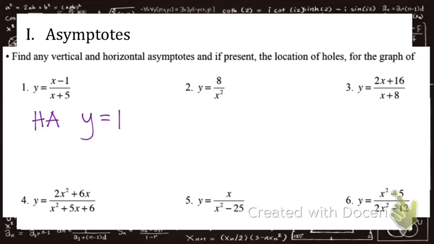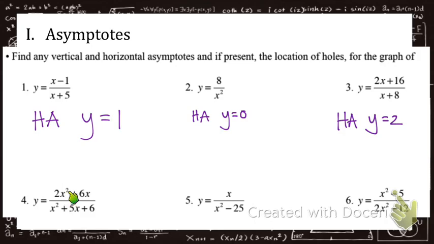I'm going to go through really quick and just do all of the horizontal asymptotes so that we can remember how to do those. For the next one, the degree on the top is 0, the degree on the bottom is x squared, so the horizontal asymptote would be at 0 because the degree of the denominator is greater than the degree of the numerator. So horizontal asymptote at y equals 0. For the next one, the degrees are the same again, x to the first and x to the first, so that would be 2 divided by 1, which is 2. So horizontal asymptote at 2.